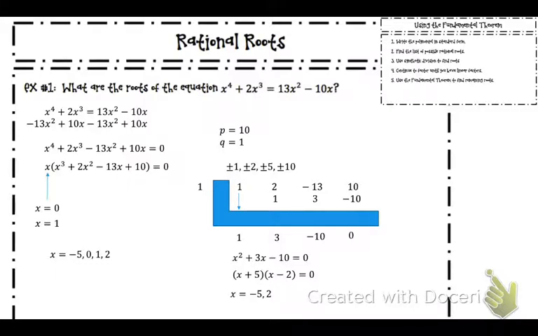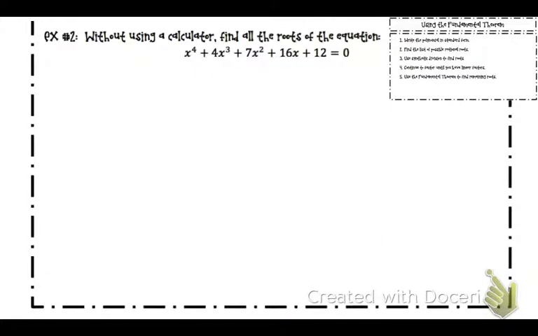This was a fourth degree, which means there's 4 roots. Okay, so in this case, there wasn't any complex roots. Or technically these are complex roots, but we didn't have any with the i in them. Okay? Let's do one more example.